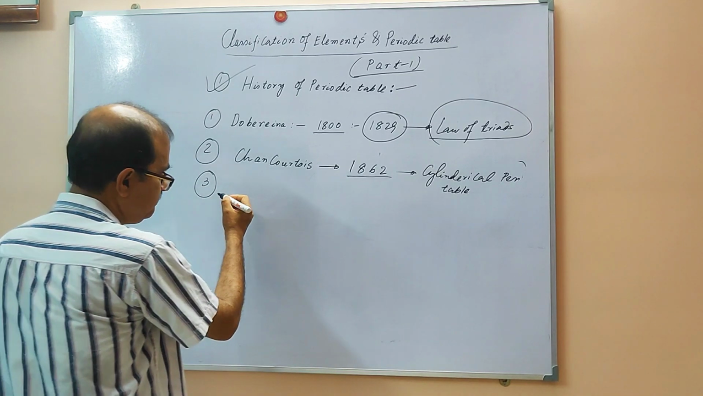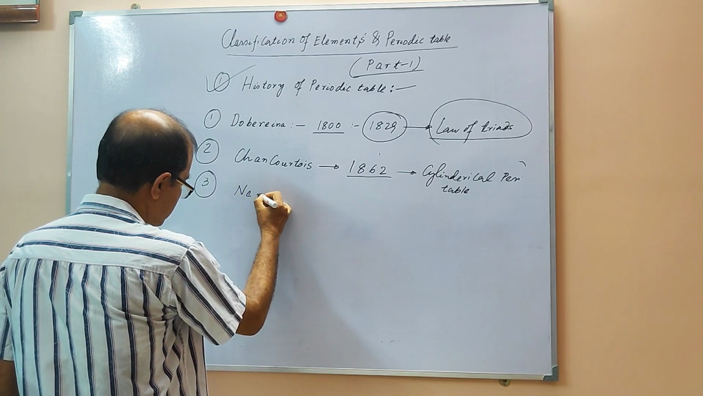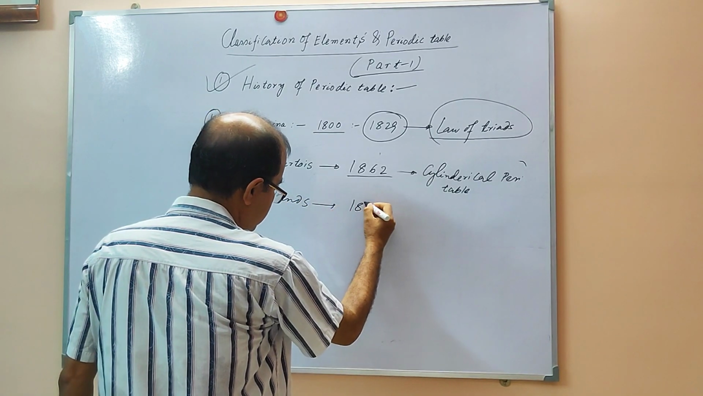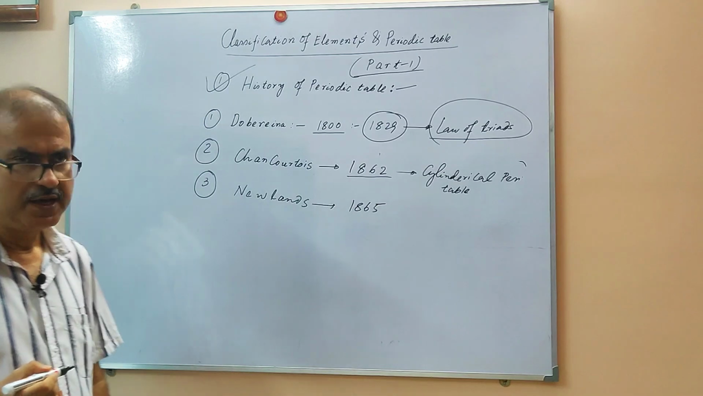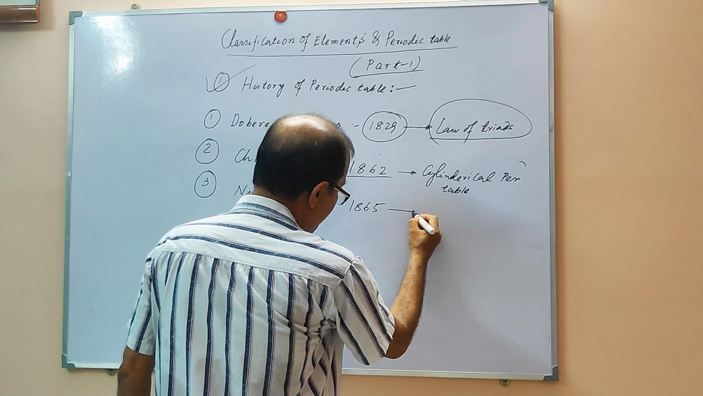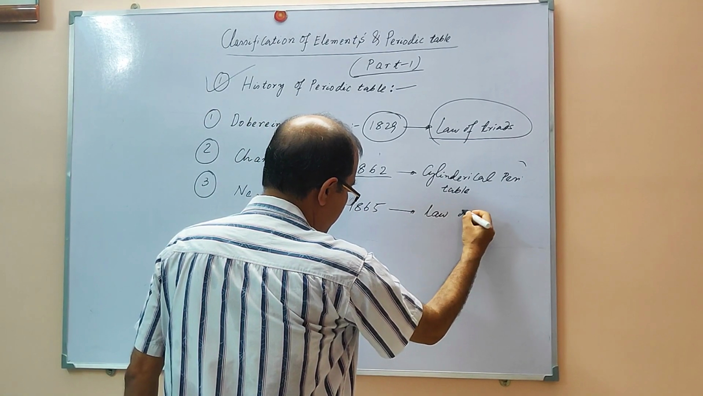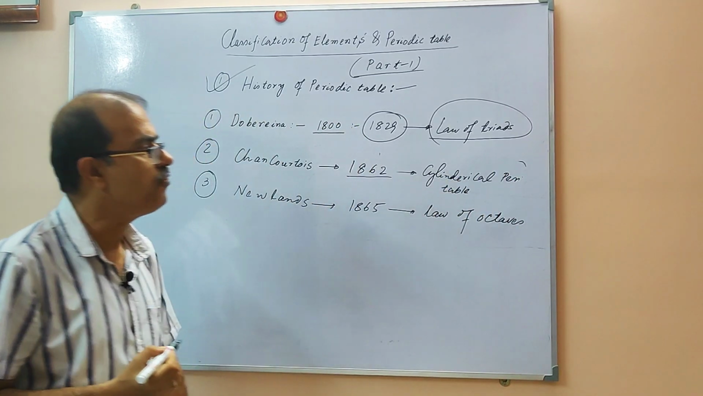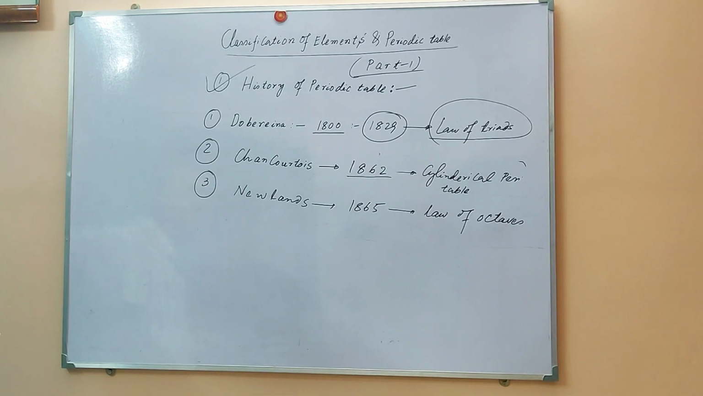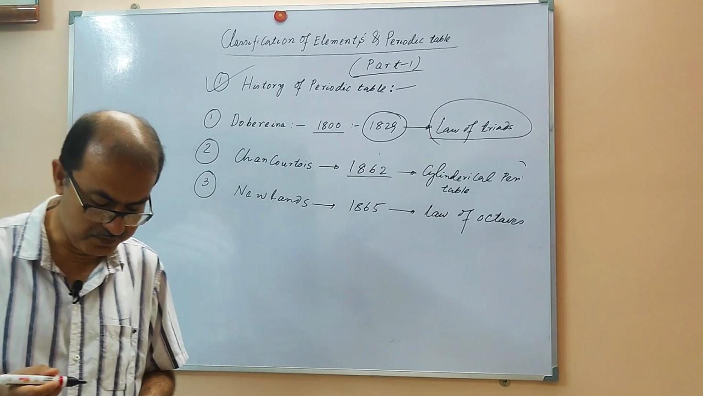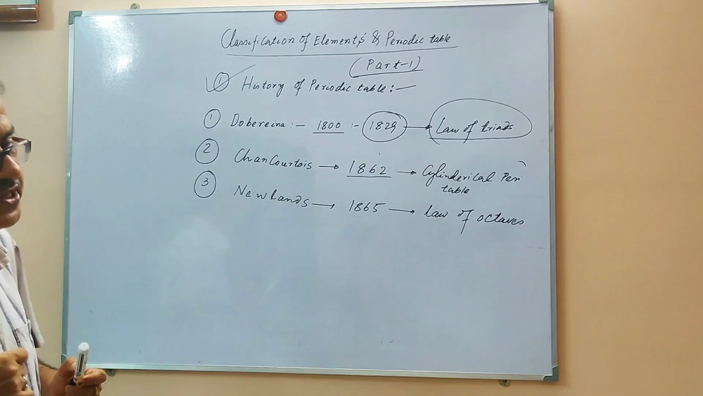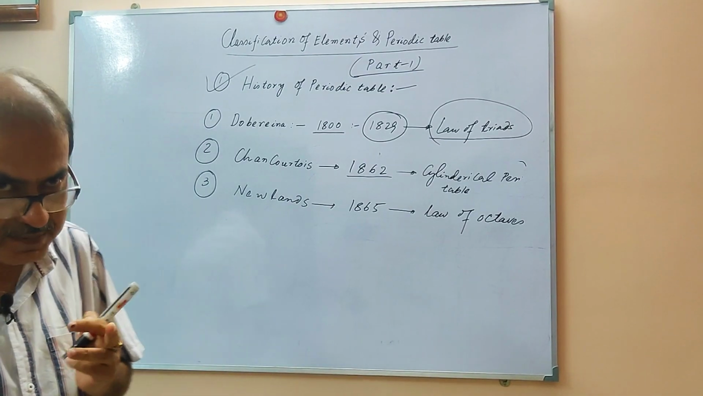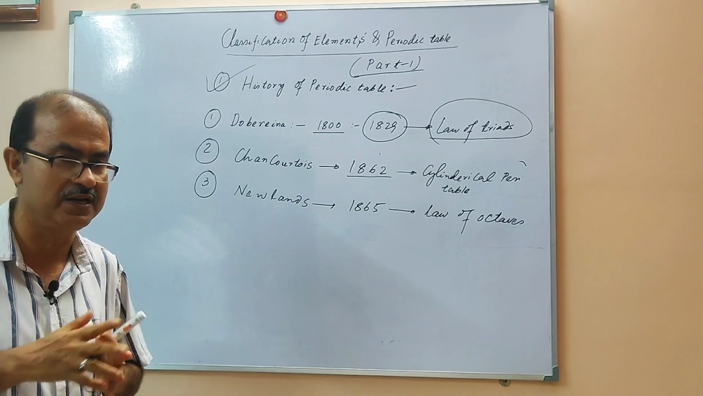Third, Newlands. Newlands was a British chemist in the year 1865. He gave the law of octaves. Law of octaves is very interesting. What he observed while arranging the elements in order of increasing atomic mass was that the eighth element had properties similar to the first element.